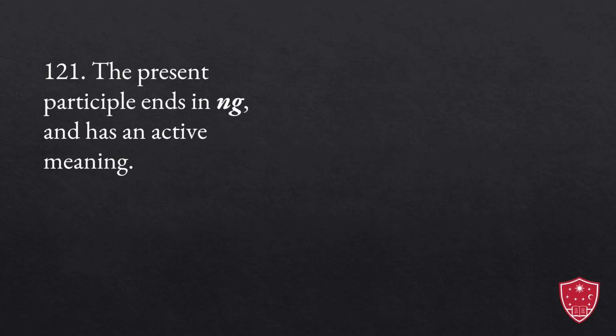In Article 121, we read, "The present participle ends in ng and has an active meaning." So it's easy for us to identify the present participle in English because the present participle ends in ng. Let's take a look at the examples again.